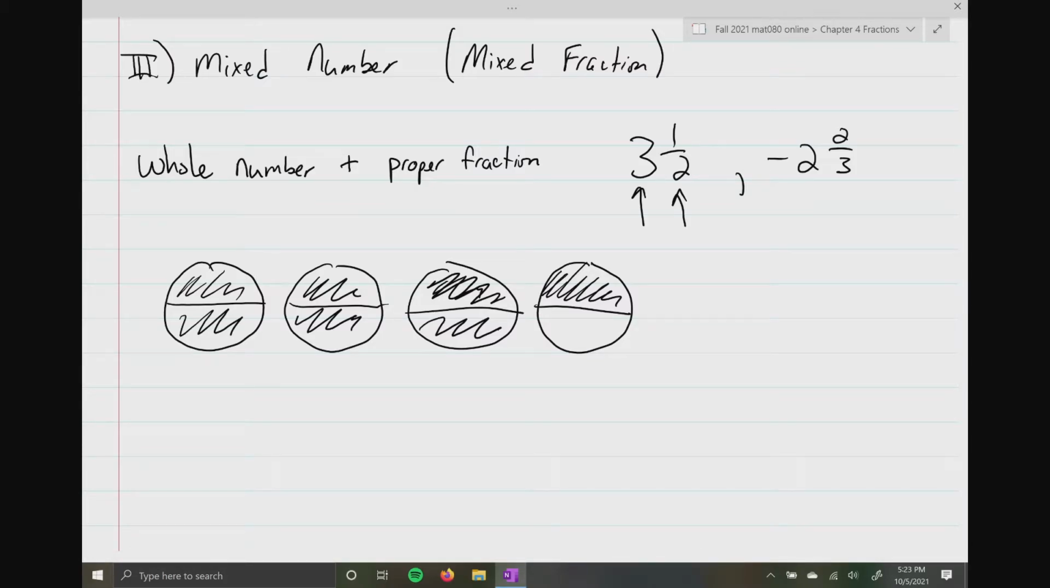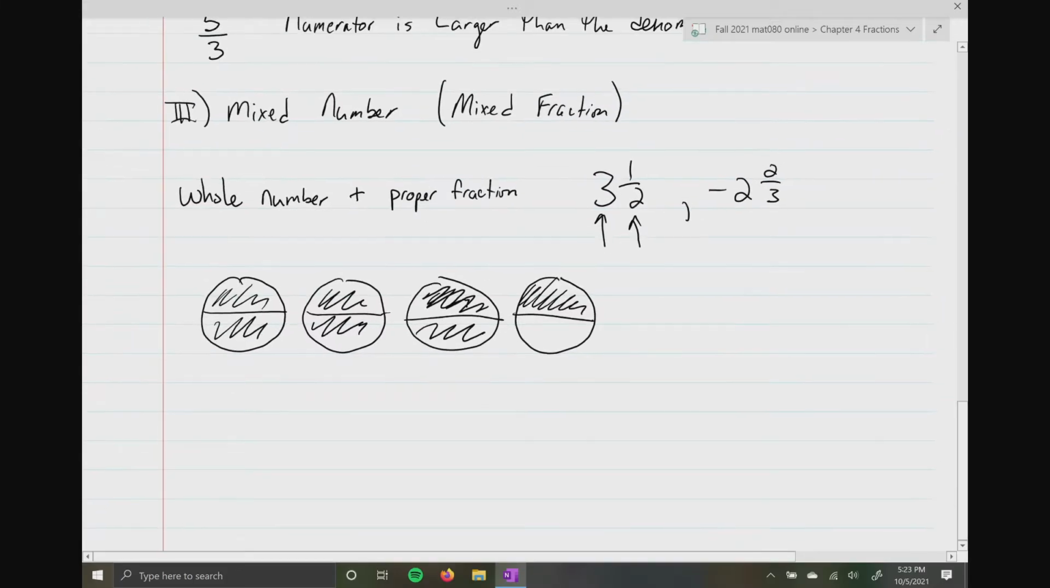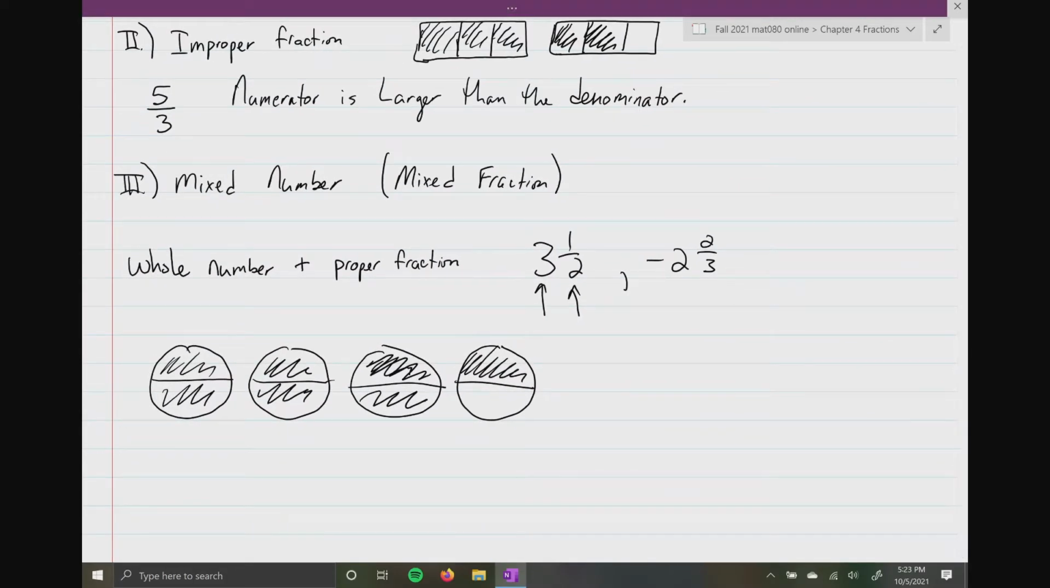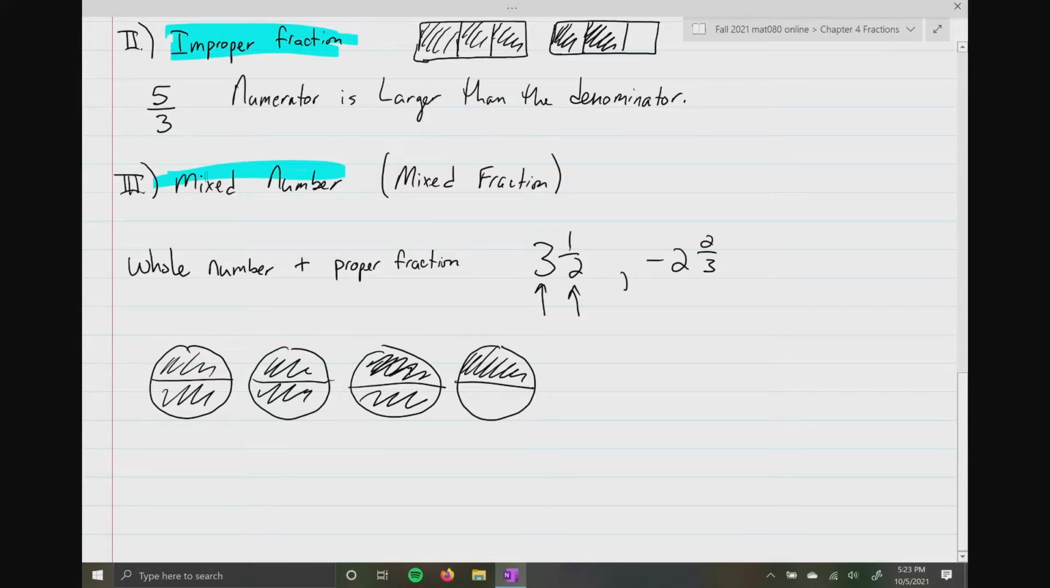Now, there is a relationship between the improper fraction and the mixed number. Because if you look at the pictures, notice in the improper fraction example, I have one whole rectangle shaded, although it's broken up into 3 pieces, they're all shaded. And I have the same exact thing for the mixed number. Notice that I have 1, 2, and 3 completely shaded circles. So you should be thinking, maybe there's a relationship between the two.